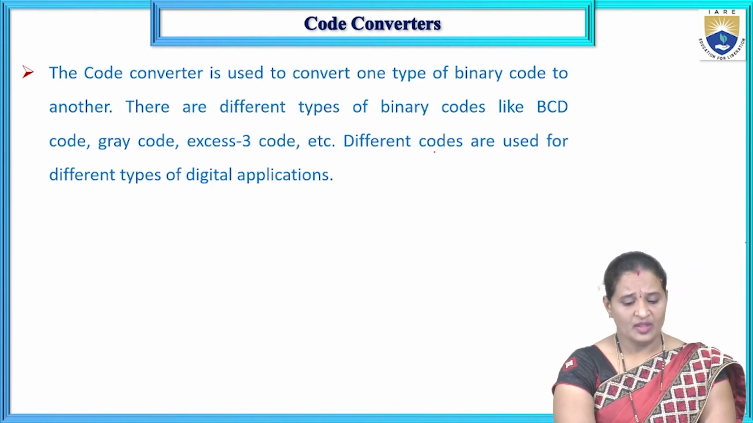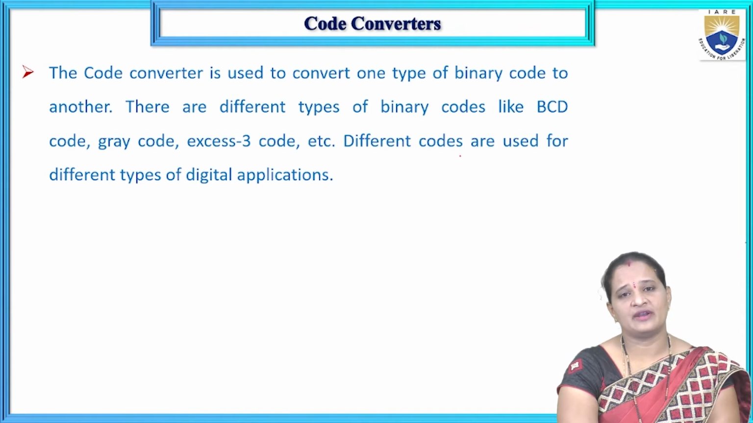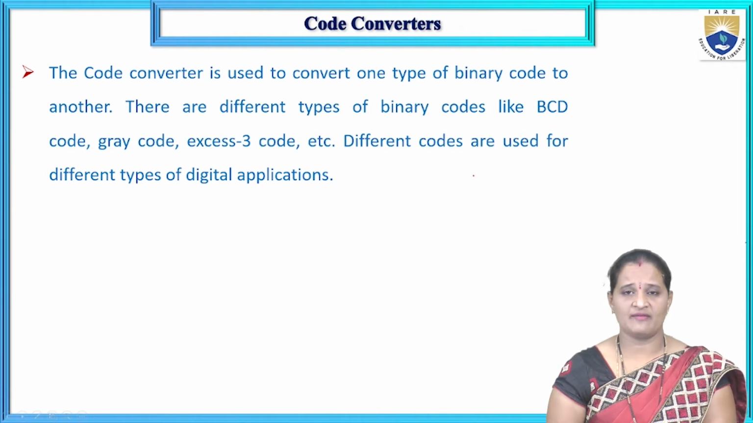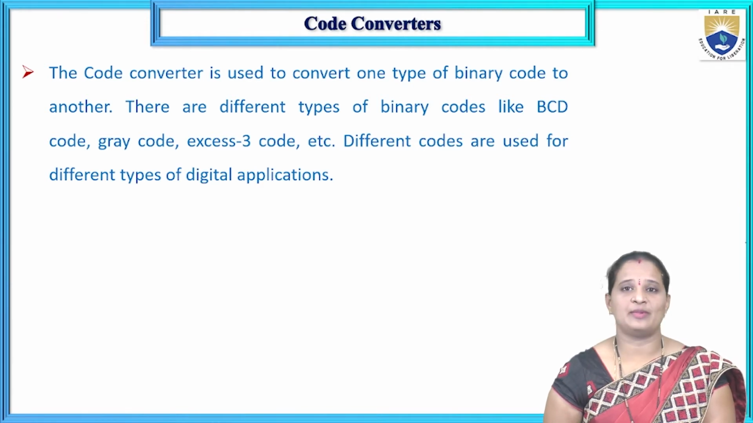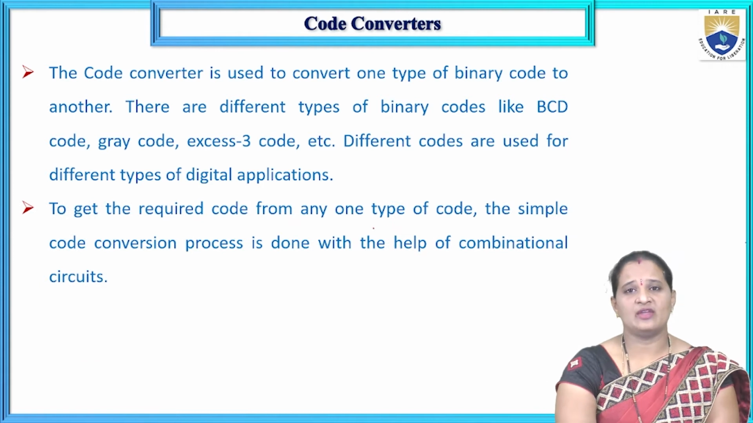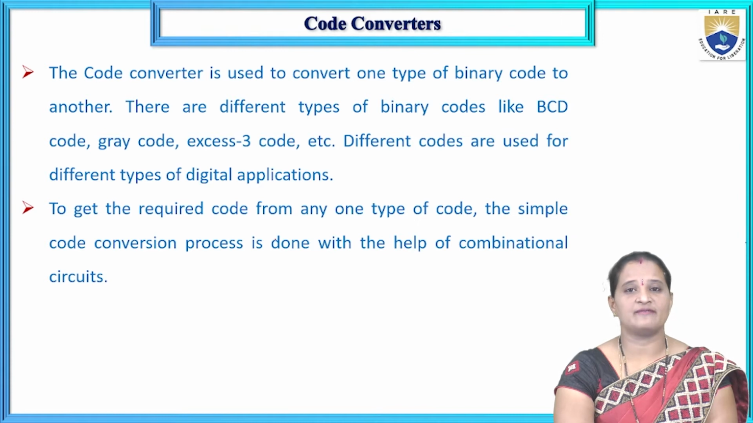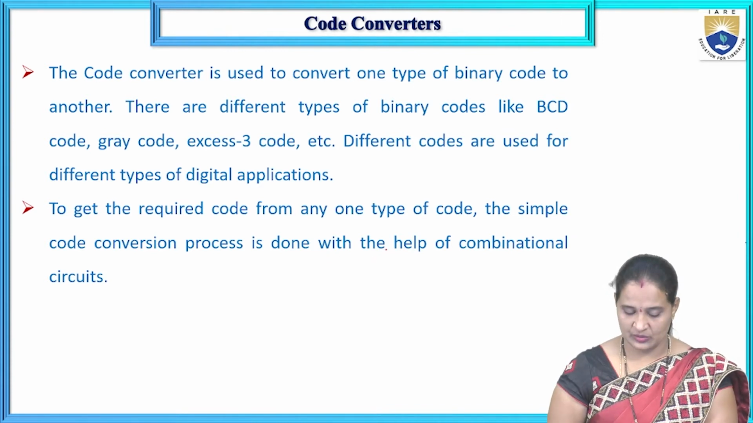Different codes are used for different types of digital applications. We have so many types of binary codes, and each code can be applied in a specific application. So to get the required code from any type of code, the simple code conversion process is done with the help of a combinational logic circuit.